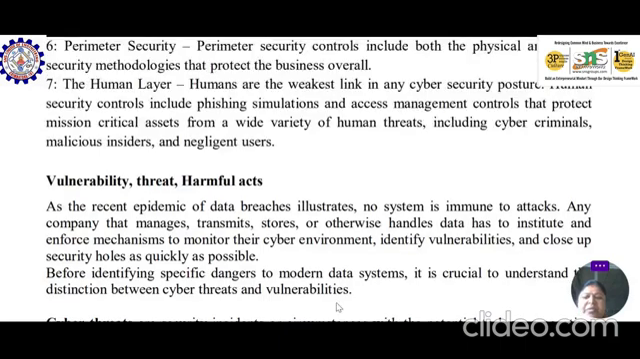So that is all about the 7 layers of cyber security and the second type of data attack.